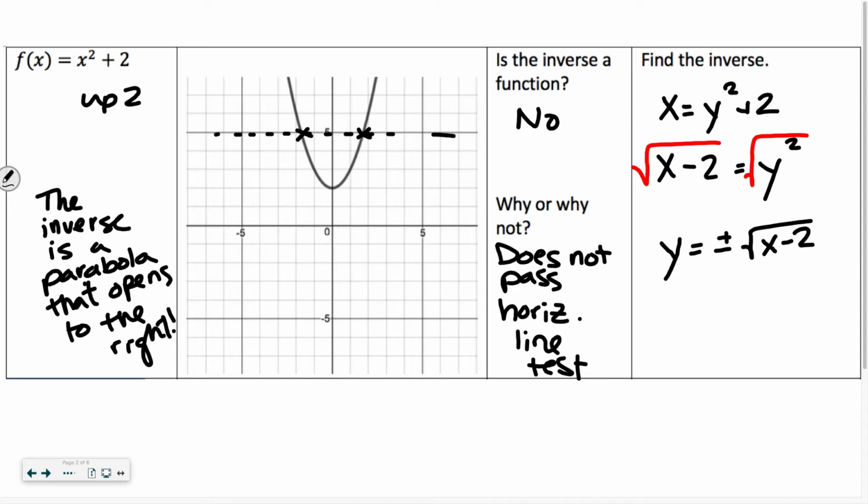Because this is really asking me to graph two functions. Y equals the positive square root of x minus 2 and y equals negative square root of x minus 2. They both get moved right 2, so I'm going to graph that. They both get moved right, that's left.